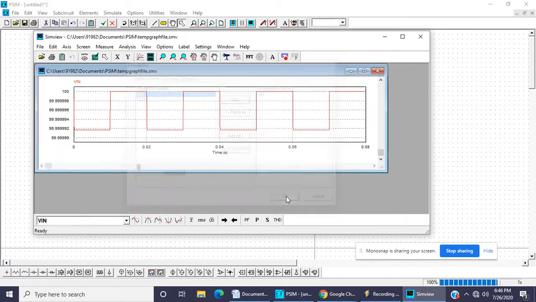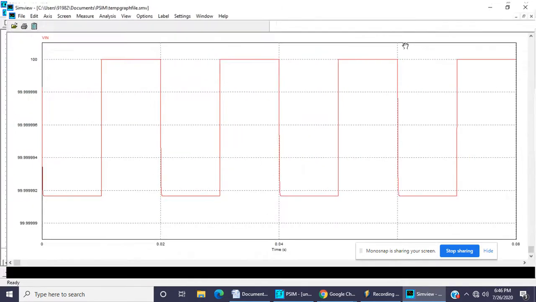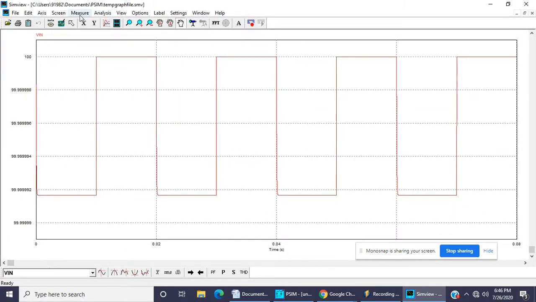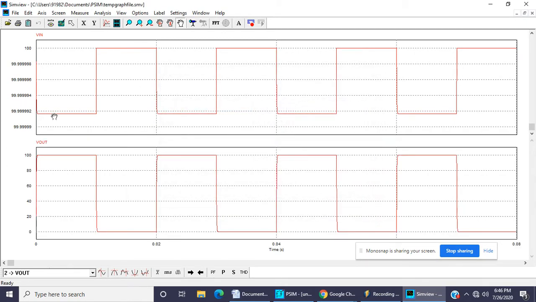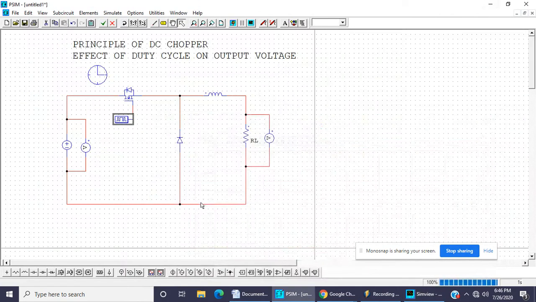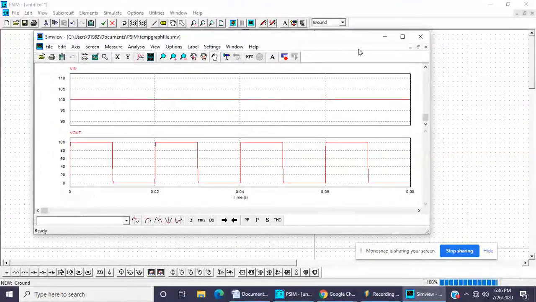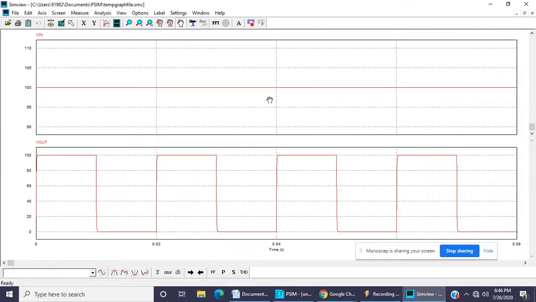So this one is input voltage and this one is output voltage. So input voltage is not exactly 100 but it is 99.999. So round this one. Okay, once again simulation. So input voltage is 100 and output voltage is 100, again 0, 100, 0, 100, 0, 100, 0.